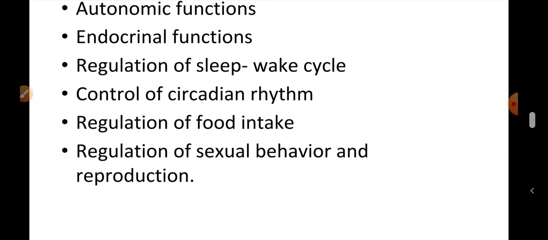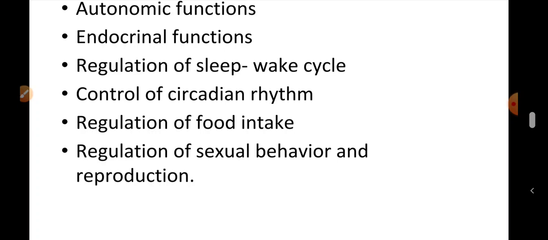Satiety is the opposite of hunger, and the ventromedial nucleus of the hypothalamus acts as the satiety center. Stimulation of this center in an animal causes a sensation of fullness, and destruction of the satiety center will lead to hyperphagia. The principal hypothalamic polypeptides, neuropeptide Y, orexin A and orexin B, and melanin concentrating hormone, that is MCH, increase food intake, whereas alpha MSH, cocaine and amphetamine regulated transcript, and corticotropin releasing hormone decrease food intake.